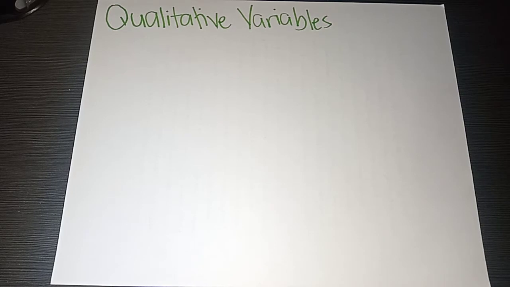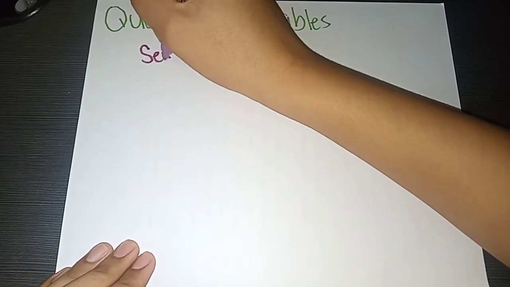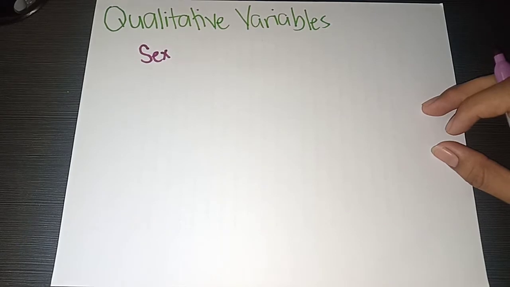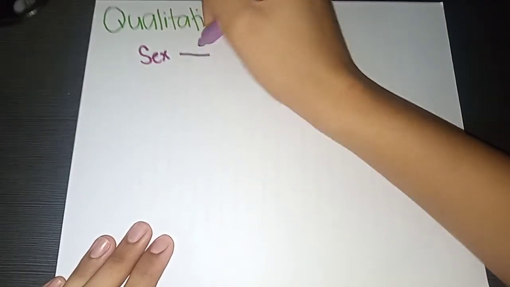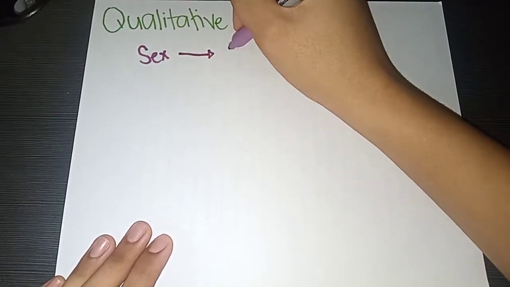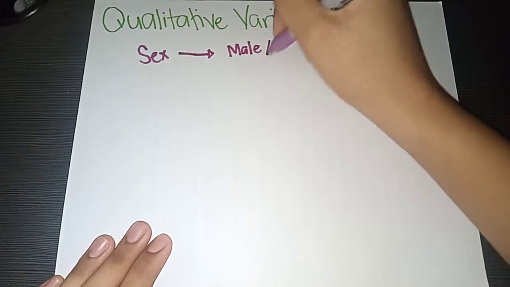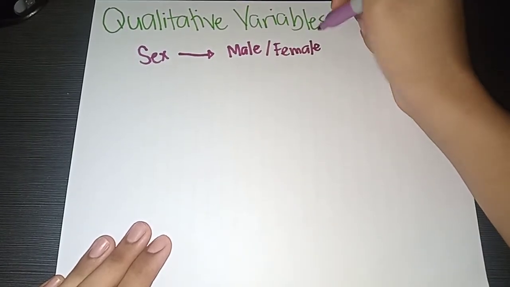So, in order to discuss this type of variable, let us have the example of the variable sex. Sex here is our variable. It is a characteristic. Data that can be obtained from the variable sex can be male or female. So, these can be its possible values, male or female.